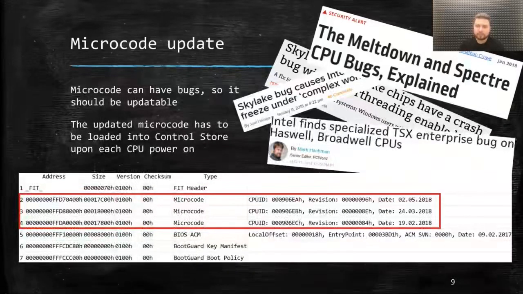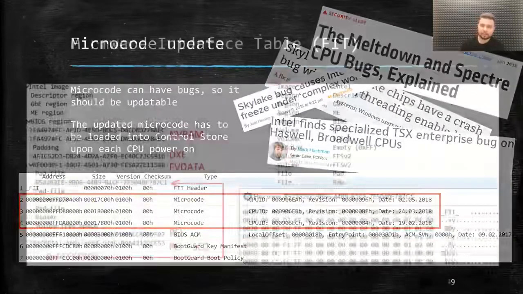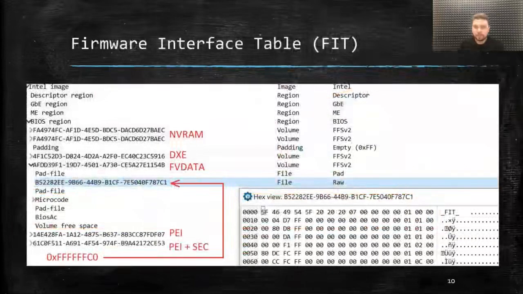As you can see, there is a Firmware Interface Table that contains entries pointing to microcode updates. Please note the updates are CPU model specific. Obviously, the FIT is a part of system firmware stored on SPI flash memory. You can see a common image structure here. There's a pointer at the end of the BIOS region pointing to the FIT. This is how the modern Intel CPU finds and loads a microcode update in an automatized way prior to execution of the BIOS.